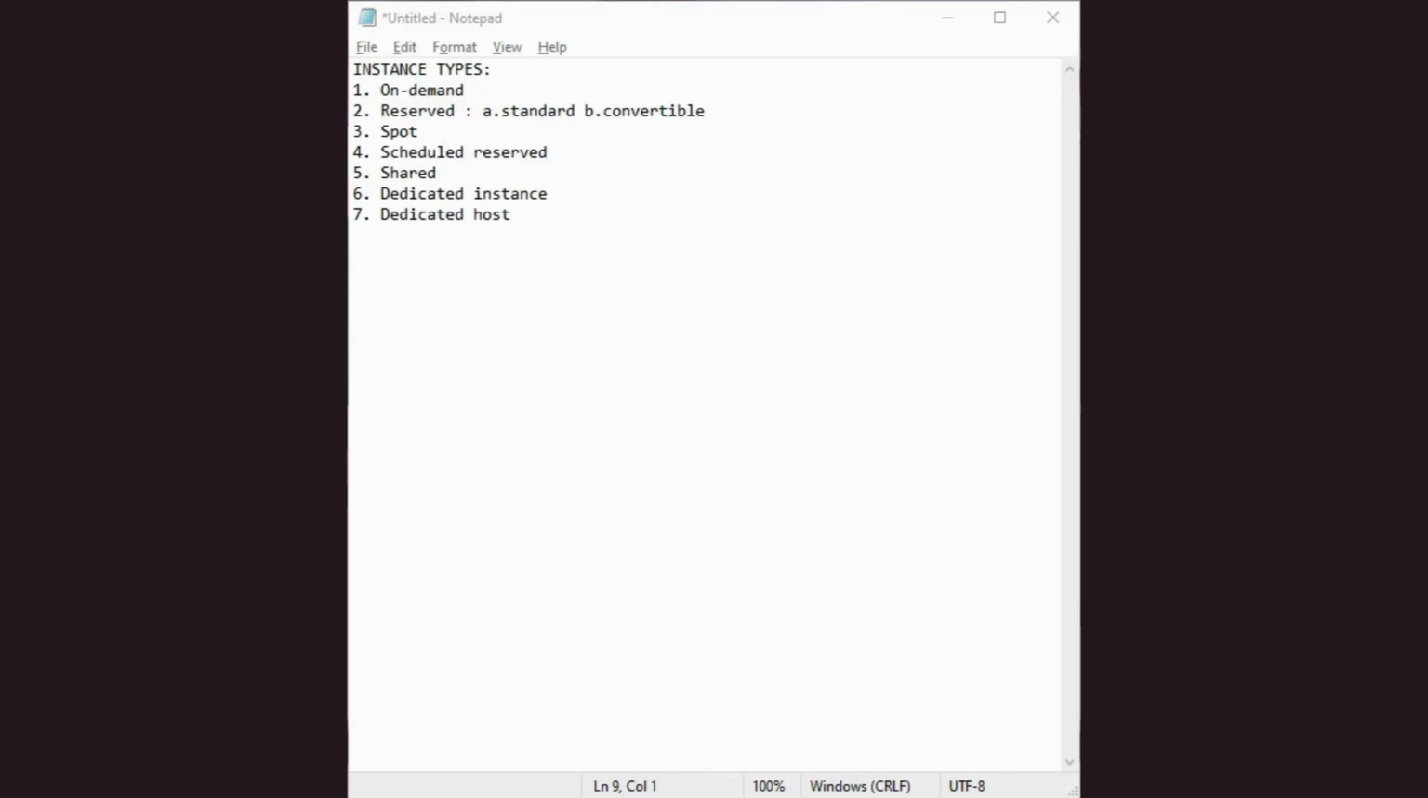particular setup by themselves, for a particular payment, they'll own that particular infrastructure from AWS. That's all for the types of instances.